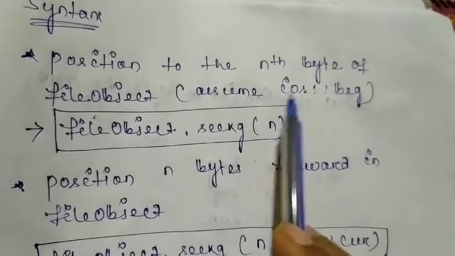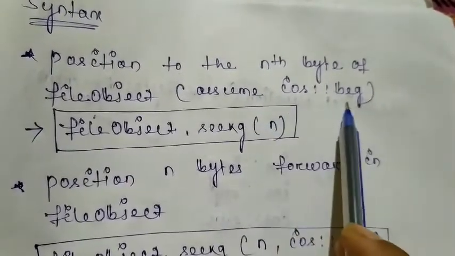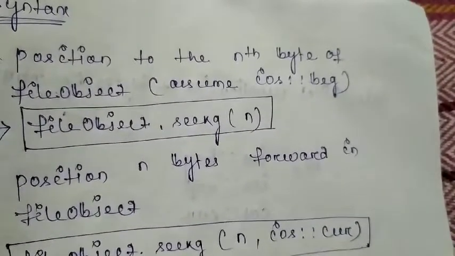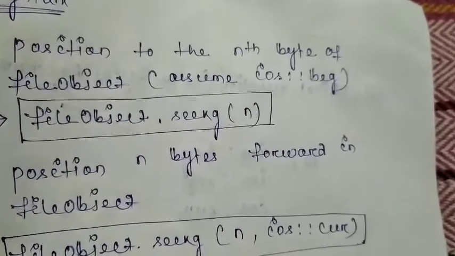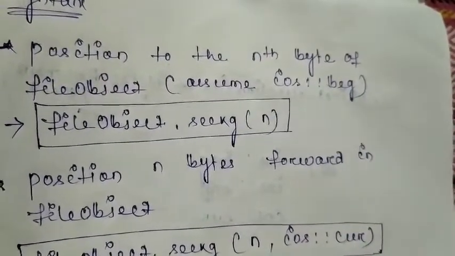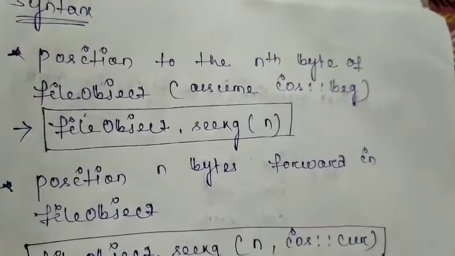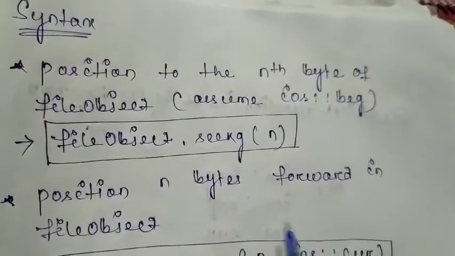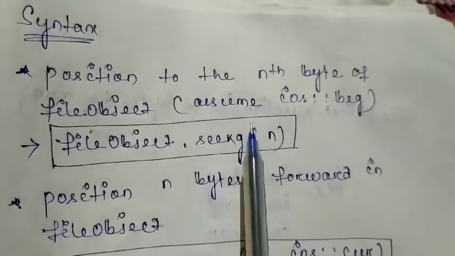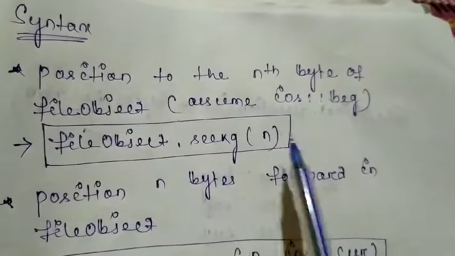Okay, by default it is the beginning. If you want a specific position from the beginning, you can write it as ios::beg, the scope resolution operator, then beg for beginning; otherwise not. By default it is taken as beginning. So this means positioning to the nth byte from the beginning.